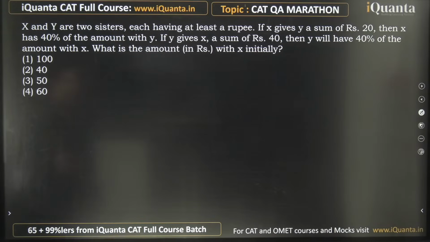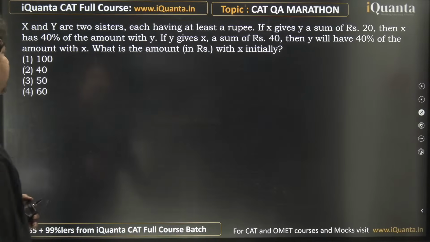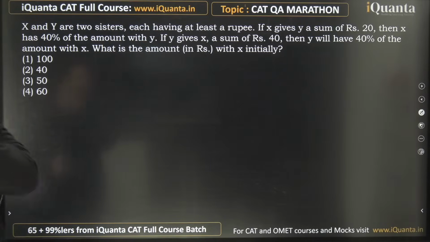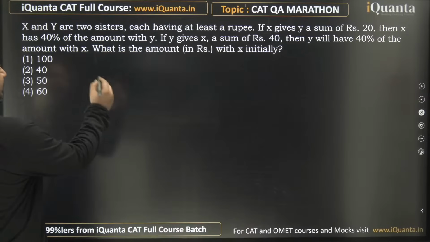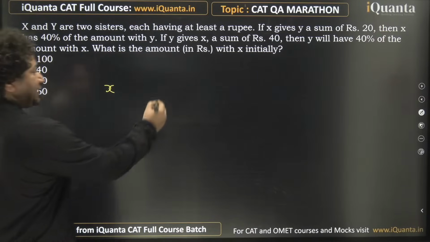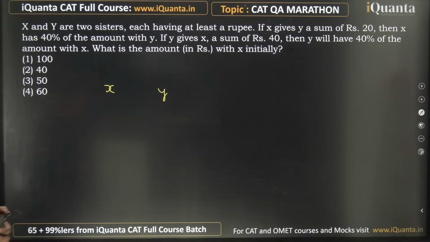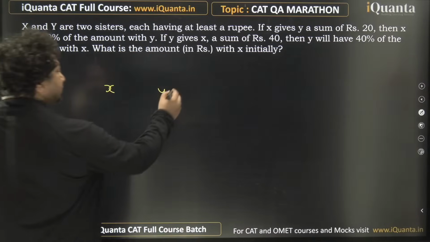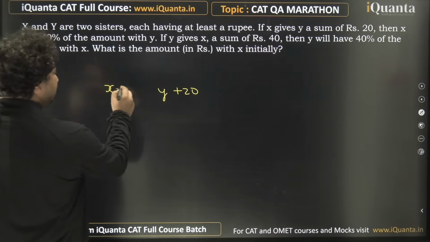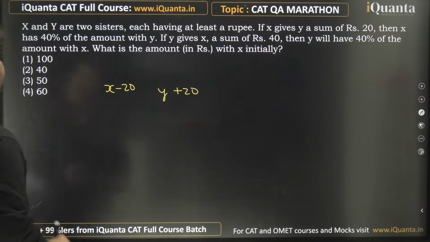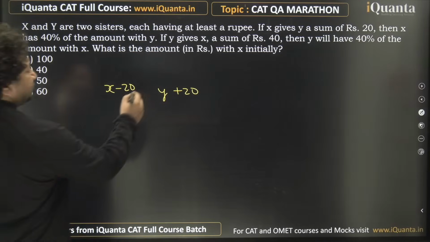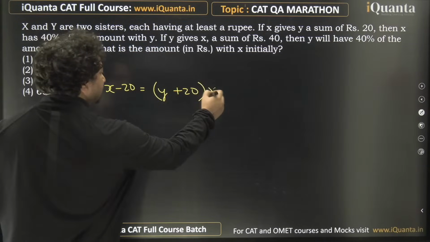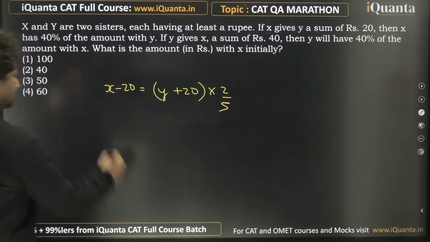So x and y are two sisters. If x gives y a sum of rupees 20, then x has... okay, let us say that sister x has x rupees and sister y has y rupees. To avoid any confusion, I am using x and y only. X gives y 20 rupees, that means y will have y plus 20, x will have x minus 20. And x has 40% of the amount with y. So 40% is 2 by 5, isn't it?